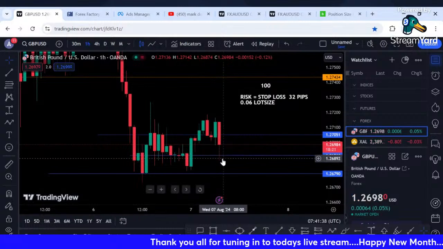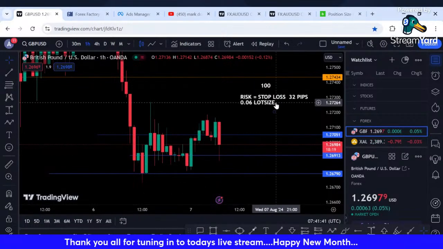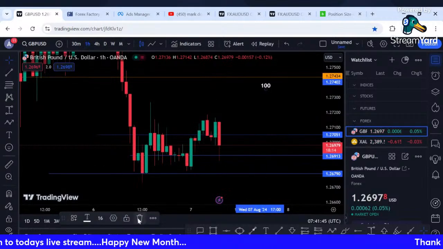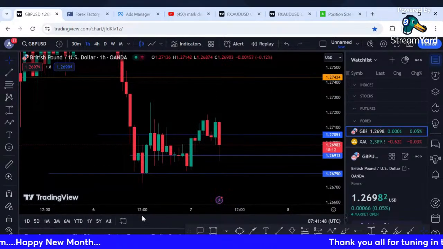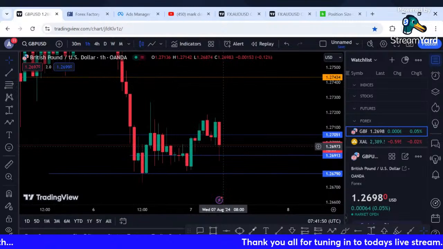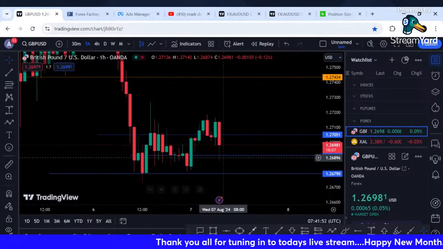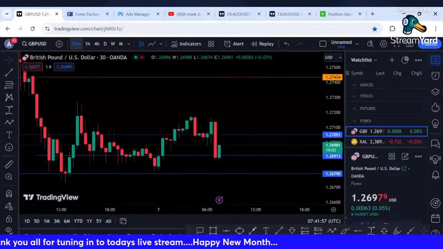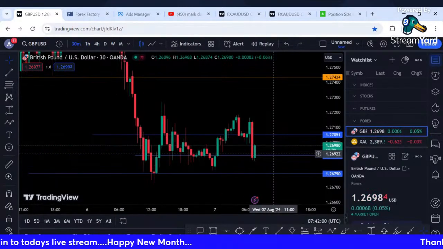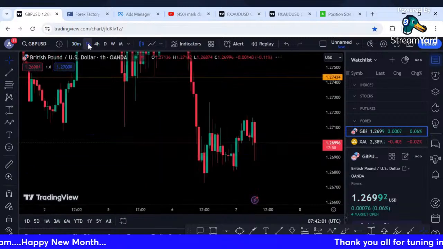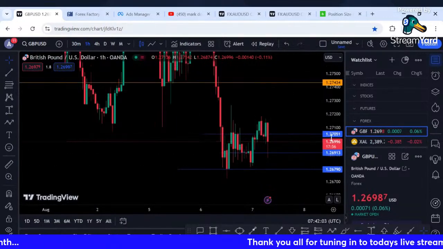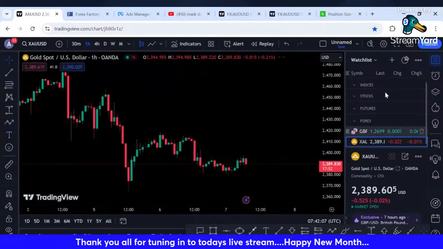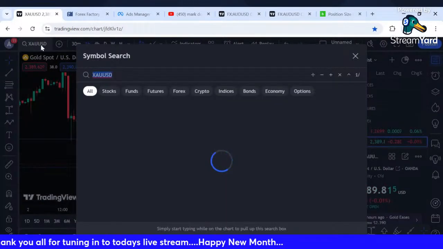You see how the candles, you see how the demand has rejected the price over here. So it's important to know your bias. Let me see Euro USD.